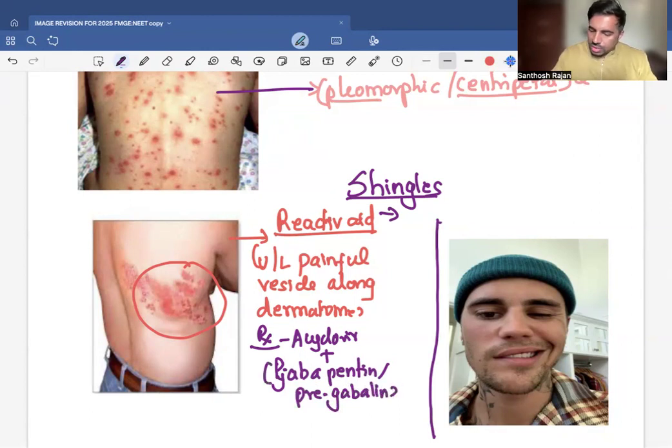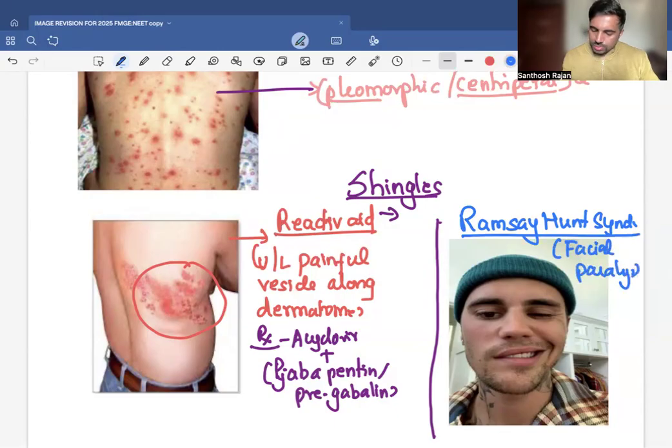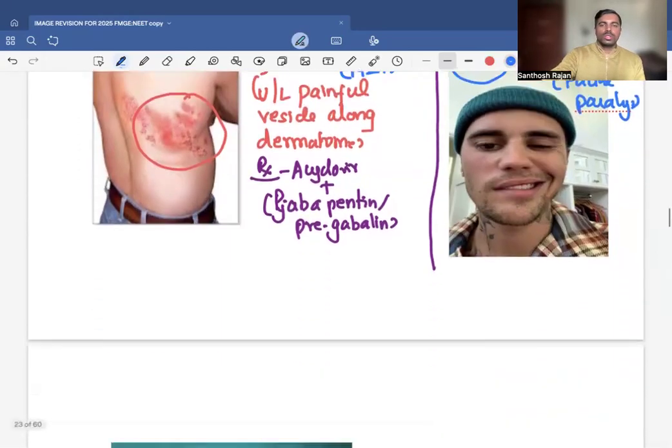This is Ramsay-Hunt syndrome, due to varicella zoster. Here, the complication is Ramsay-Hunt syndrome. This is a seventh nerve facial paralysis. If you forget, remember Ram had facial paralysis. The virus accumulates in the geniculate ganglion and causes these changes. So this is reactivated herpes zoster virus for shingles. This is a very, very important one.